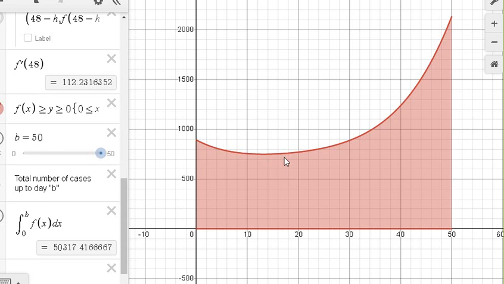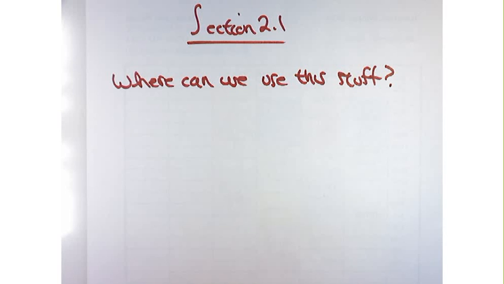But for now, any questions or thoughts on the little demo here? All right. So we'll call that a wrap and move on to section 2.